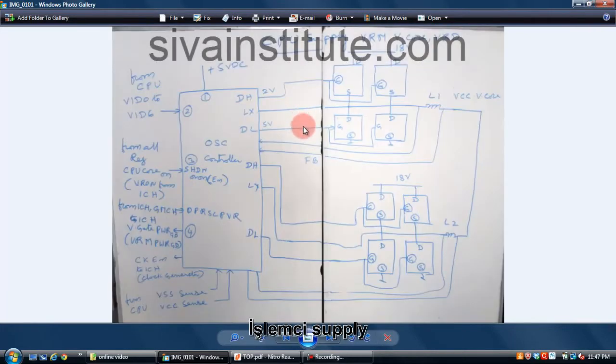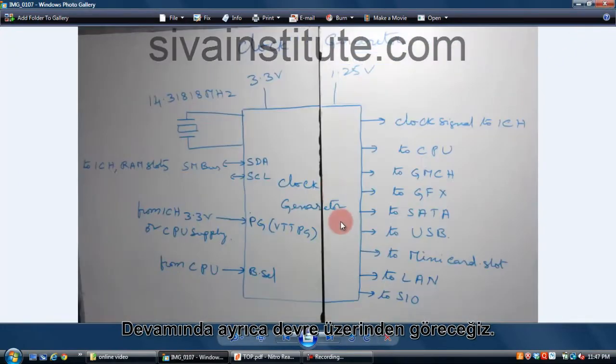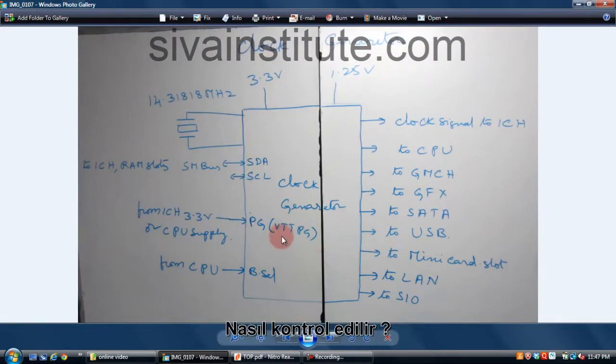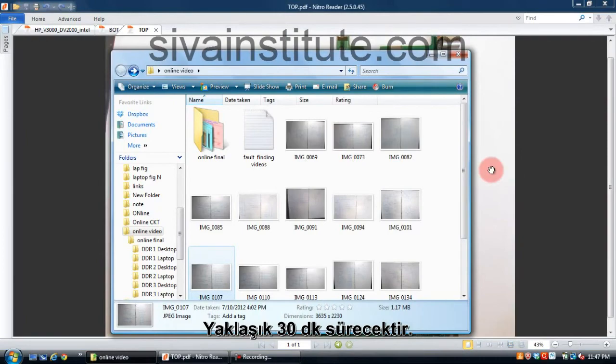This also: CPU supply. How to check the CPU supply? I will explain first in this way. See here, number 1, 2, 3, 4. We will see all CPU supplies. ICs have these same pins. I will explain in this way, and we will see it in the circuit also. Clock generator: how many inputs and outputs? How to check this clock generator? I will explain in this way. This is a 1 hour lesson.